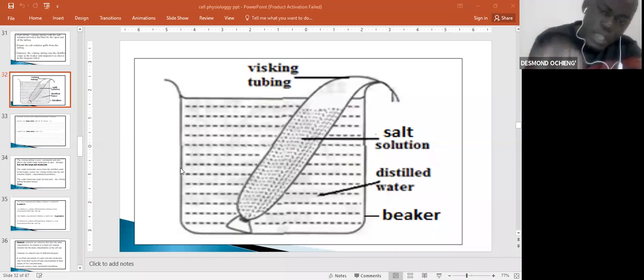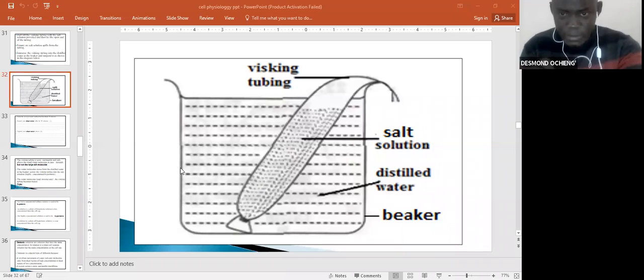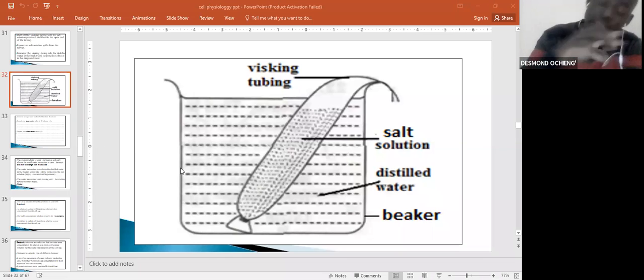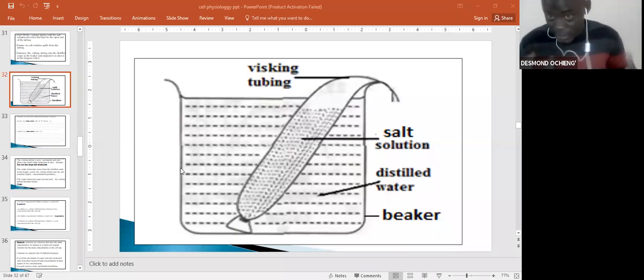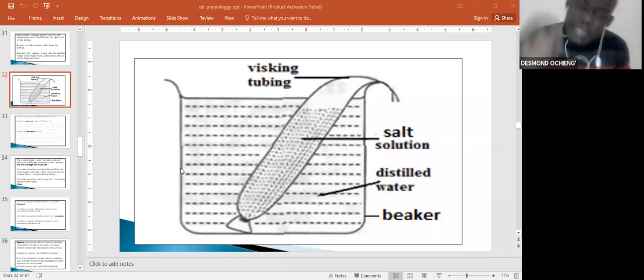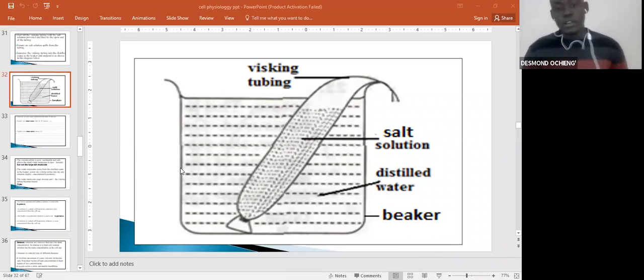So when talking about osmotic potential, students, you need to note that osmotic potential is the ability of a concentrated solution to draw water from a dilute solution. So we are saying that the salt solution there, because it is the concentrated solution, has a high osmotic potential, and therefore it has the ability to draw water from the distilled water, which is a lowly concentrated solution. You understand?